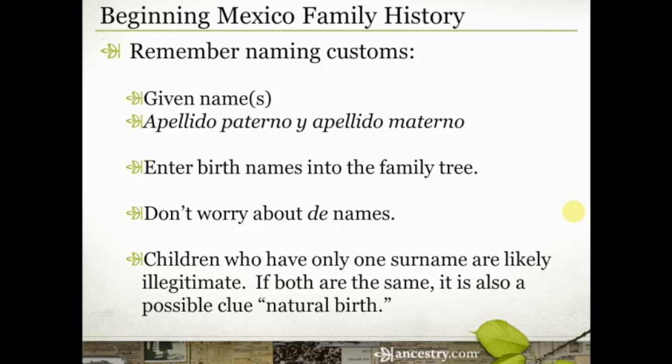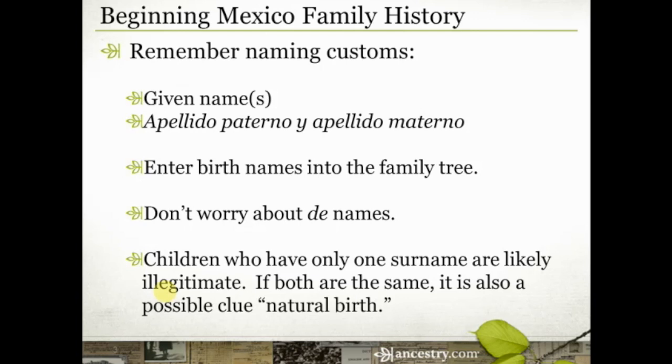Because maybe there's some intermarriage or maybe there's some common surnames. However, just another naming custom to be aware of is that sometimes if both surnames are the same, it could be a clue to what is called in civil registration in Mexico a natural birth, or again, an illegitimate birth. The mother, for whatever reason, instead of just putting down a single surname, like you would if the child was illegitimate, puts her surname down twice. But that could be a sign that there is an illegitimacy there as well.